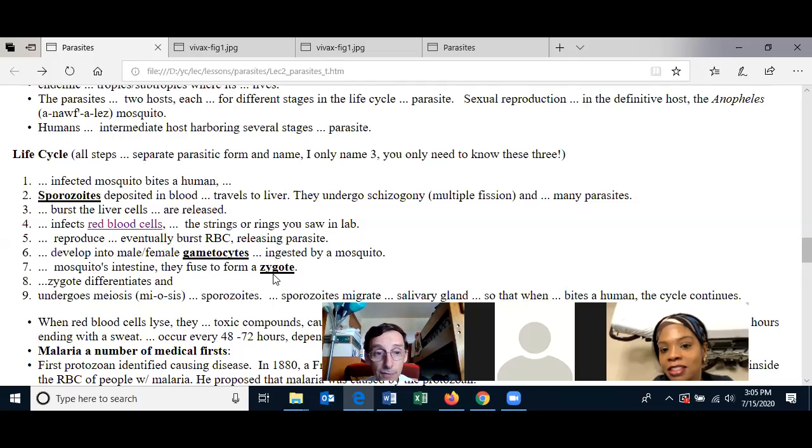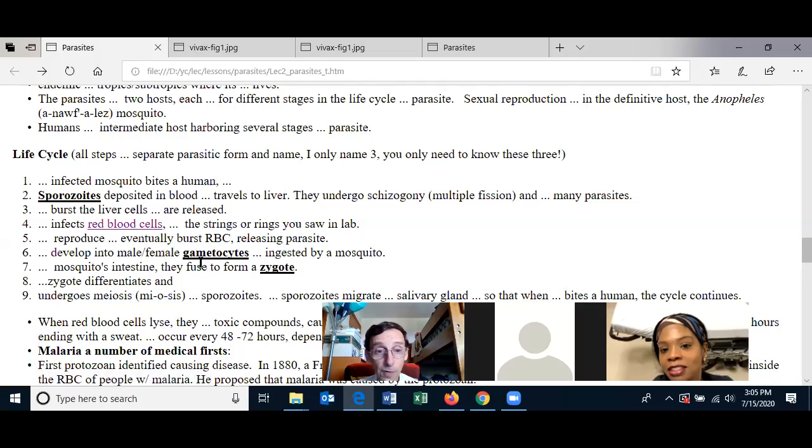And then the zygote differentiates and reproduces by sexual reproduction. It's actually meiosis, forming the sporozoites. And then the sporozoites migrate from the gut of the mosquito to the salivary gland, so that when this mosquito then goes on to bite a human, they can infect the human with the sporozoites. So you need to know the sporozoite name, because that's the stage of the parasite that infects humans.